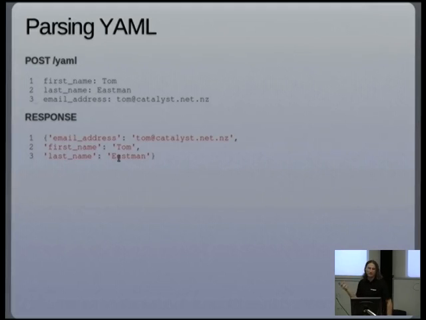And YAML has a lot of basic data types. This is just demonstrating the simple key-value pairs, which get mapped to a dictionary that you can then do whatever you want. Everyone's with me so far. Everyone gets what's going on there.